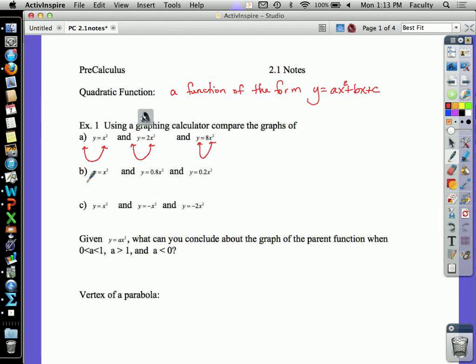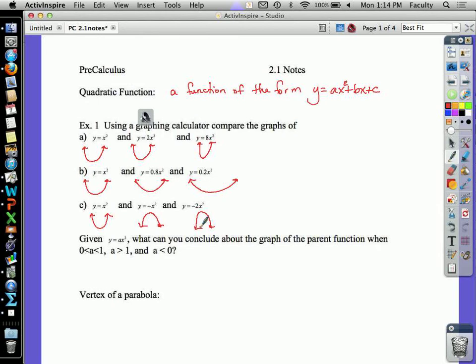And then in letter B, I start with that parent function. If I do y equals 0.8x squared, that's going to make it a little bit wider, or a vertical shrink. And then the 0.2 is even wider, okay? And then what happens in letter C when you put a negative out front? It flips it upside down, and a negative 2x squared flips it upside down, but it's skinnier, okay?